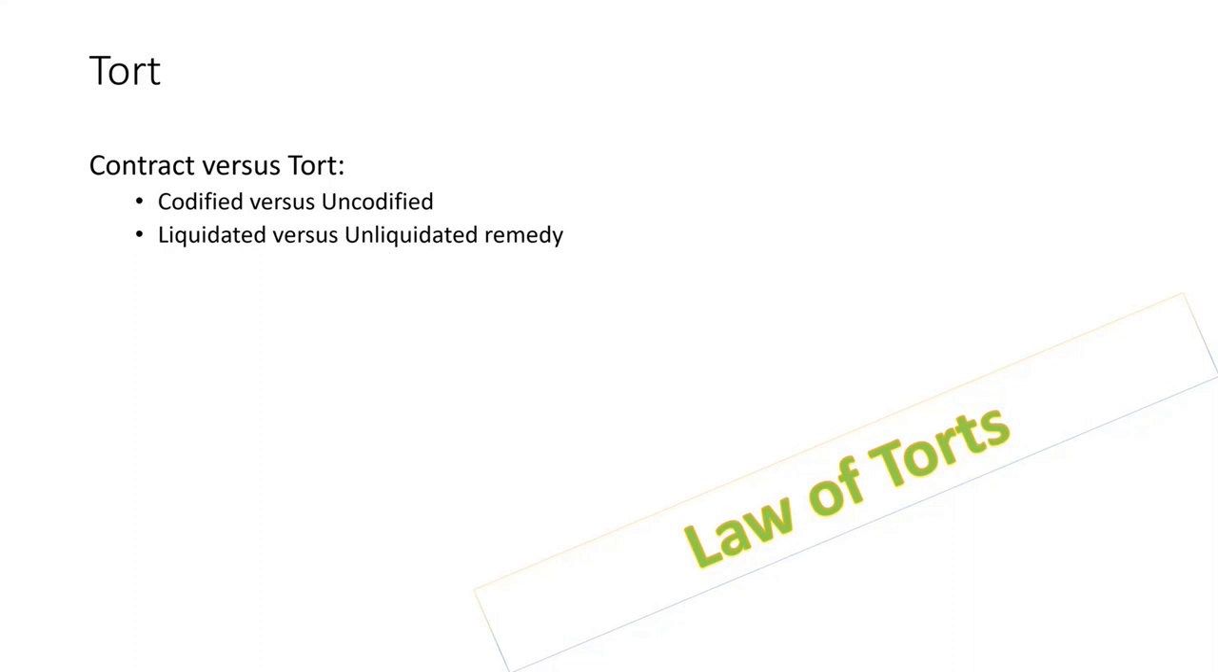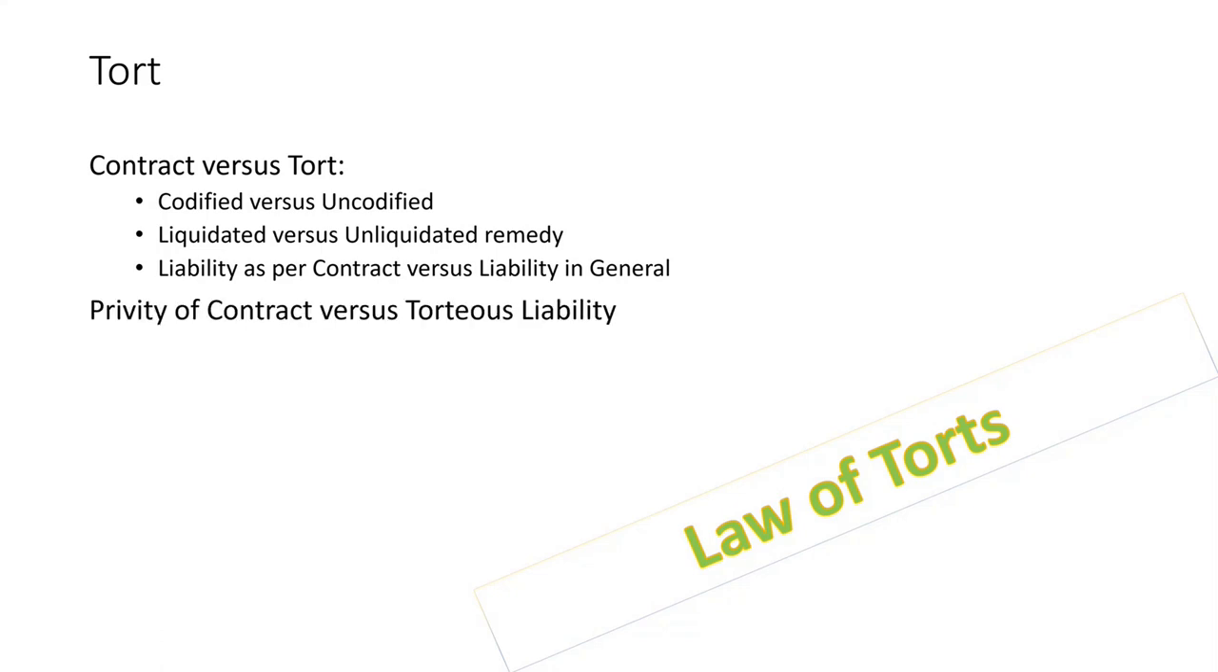Liquidated versus unliquidated remedy. For contract, it is fixed, it is written, while for tort, it is open, based on what impact you are making to the society. Liability as per contract versus liability in general. In contract, your liability is whatever is written in the contract. But in tort, you have unlimited liability. You cannot spoil or destroy the society.